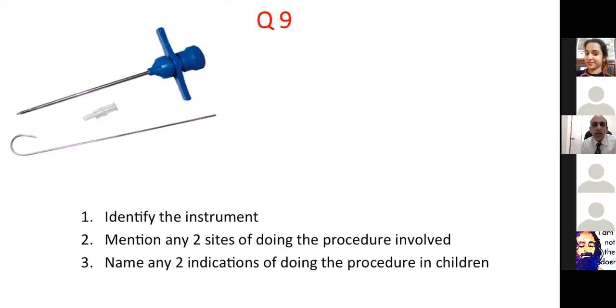Nobody has answered the other questions. 2 sites. Can you mention the 2 sites and the 2 indications? So people do it from sternum in adults, but commonly in pediatrics, we don't do it from sternum. We can do it from iliac crest. We do it from posterior superior iliac spine. We can do it from tibia. So yes, right, those points are correct.